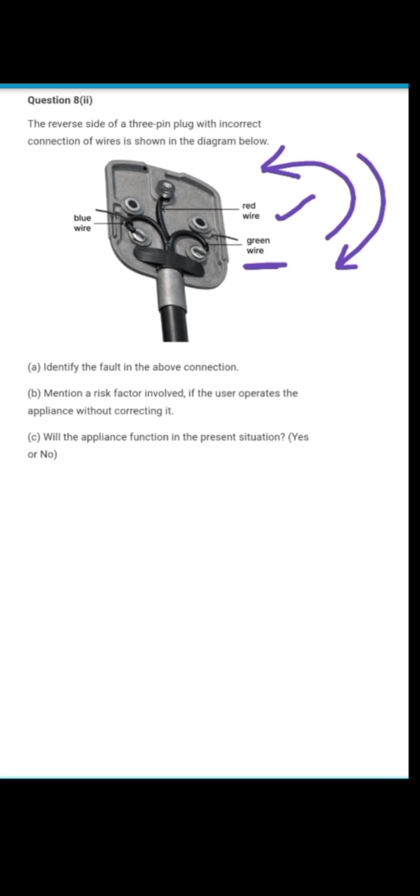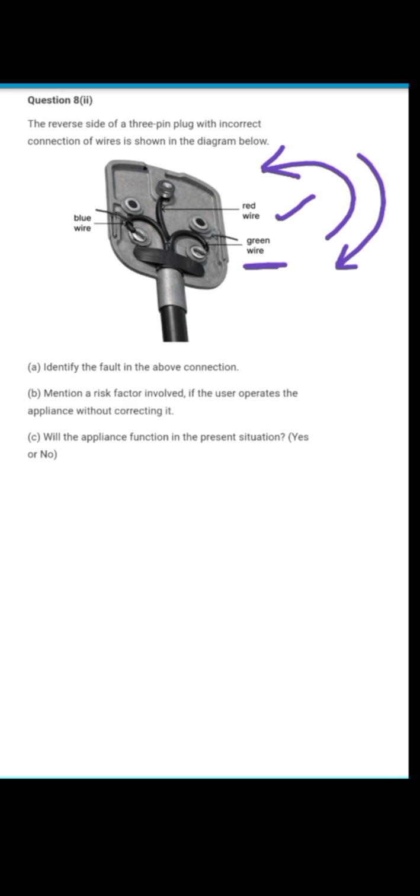Mention a risk factor involved if the user operates the appliance without correcting it. Obviously, what will happen? The person will get an electric shock because the connections are wrong. The appliance will become live. The first connection will be the live wire connection, not the earth wire connection. So, obviously, there are high chances that the person will suffer from an electric shock.